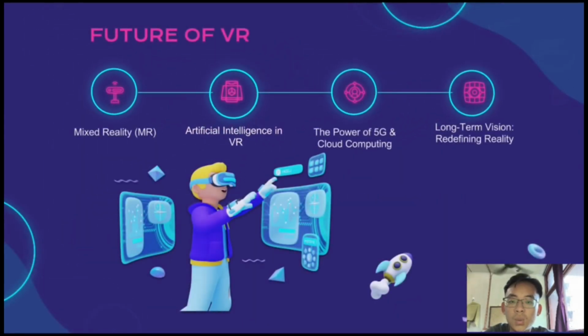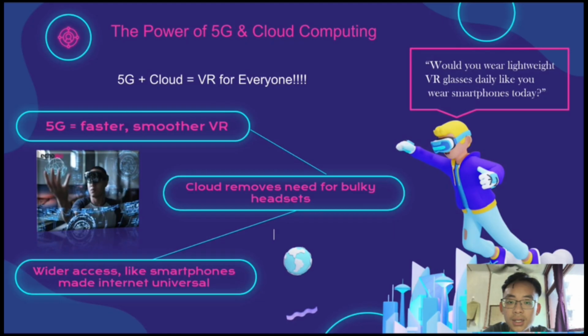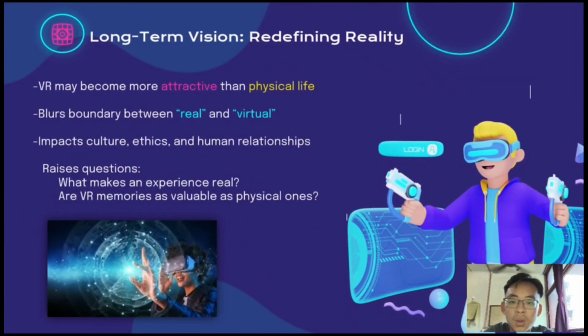But to power this, we need 5G and the cloud. 5G delivers the speed for smooth, lag-free VR, and the cloud does the heavy processing, eliminating the need for expensive hardware. This means lightweight devices are making VR as universal as the smartphone. This leads to a profound long-term vision. VR could become so compelling that it challenges our attraction to physical life. It blurs the line between real and virtual, forcing us to ask what makes an experience real, and whether our virtual memories are as valuable as physical ones.